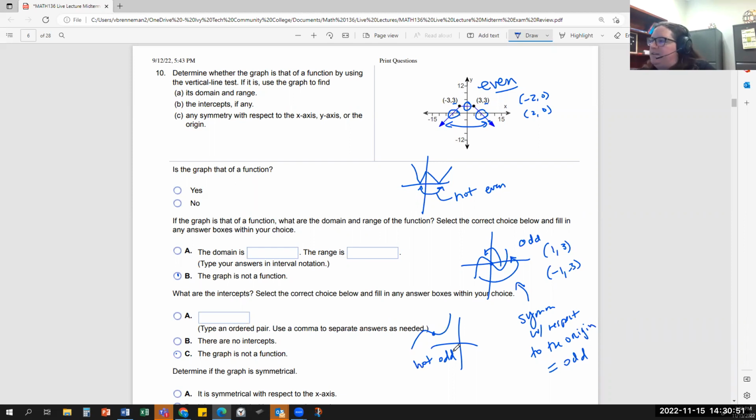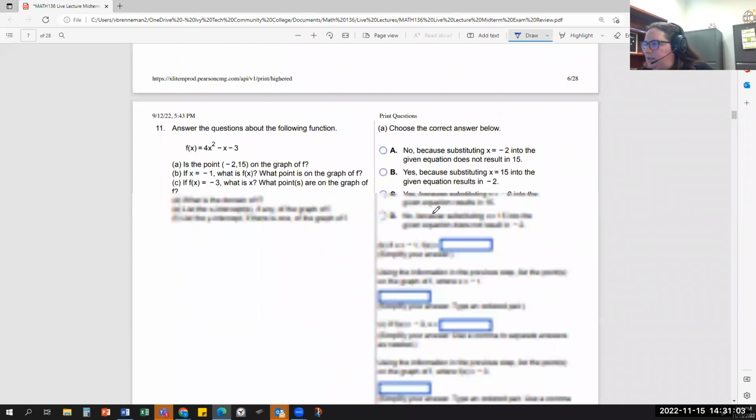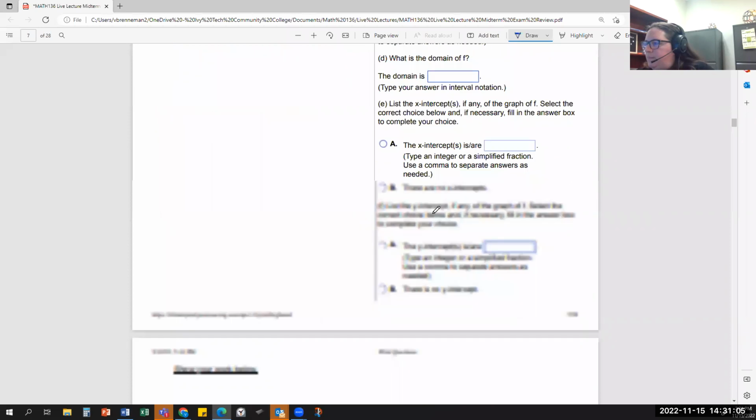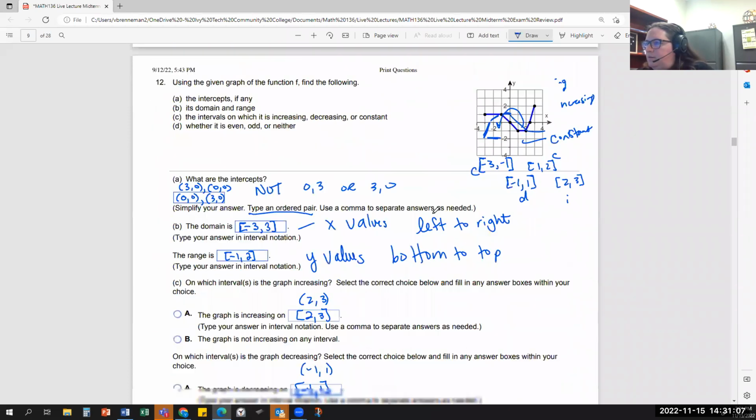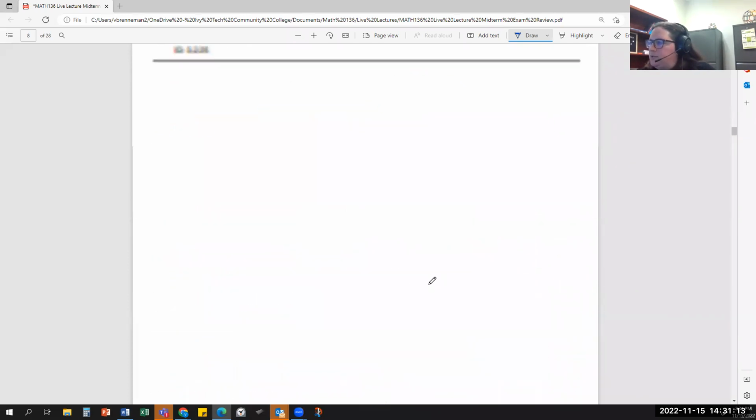As far as the graph being a function, if there's anywhere that you can draw a vertical line and it's hitting the graph more than once, that would be not a function. Both of these graphs that we see here in 10 and 12, those were graphs of functions.